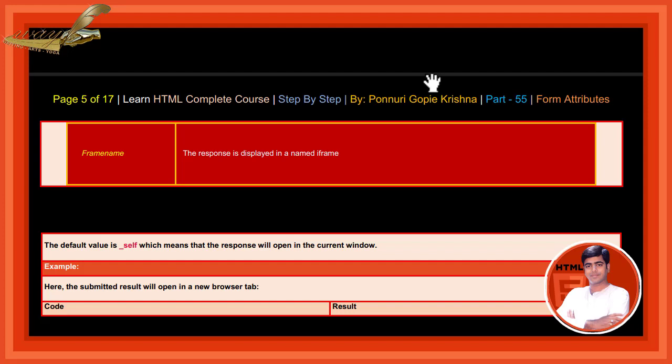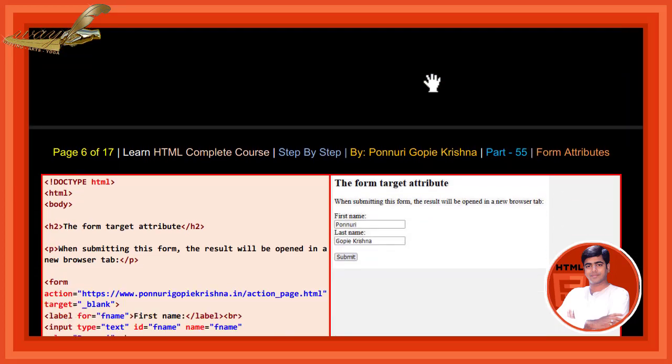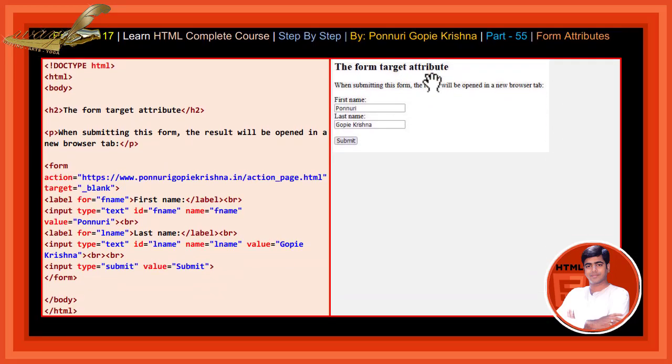The default value is _self, which means that the response will open in the current window. Here the submitted result will open in a new browser tab. See here, by writing and executing this code, here we are using _blank. So if we click this submit button, when we submit this form, the result will open in a new browser tab.